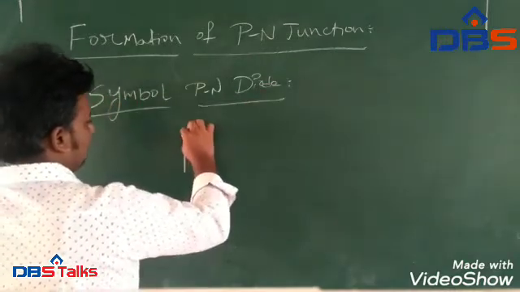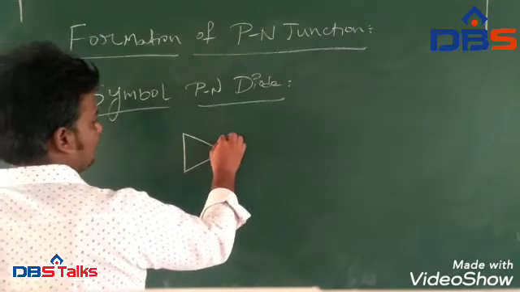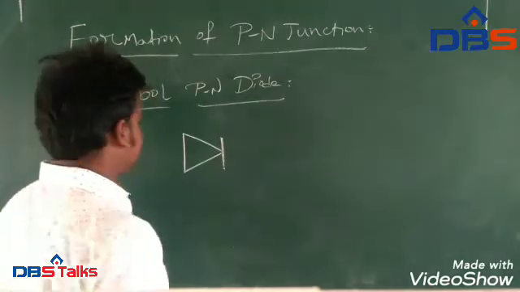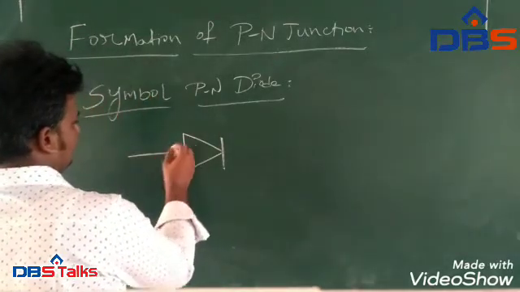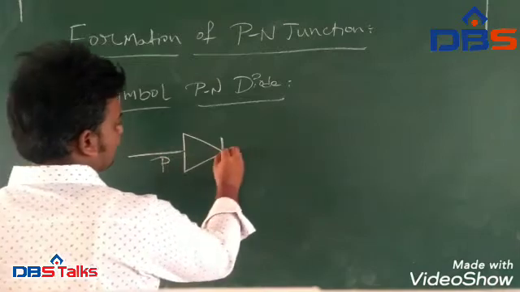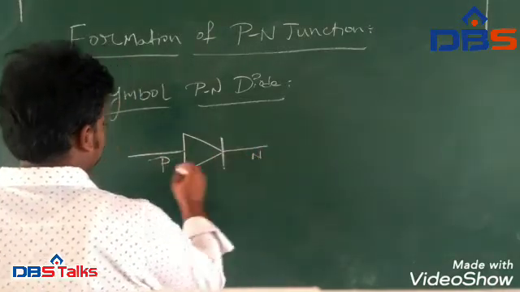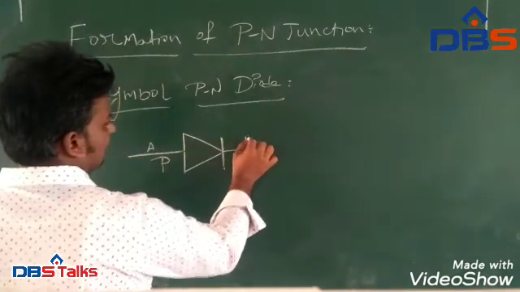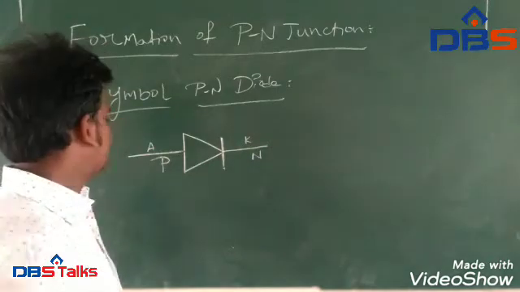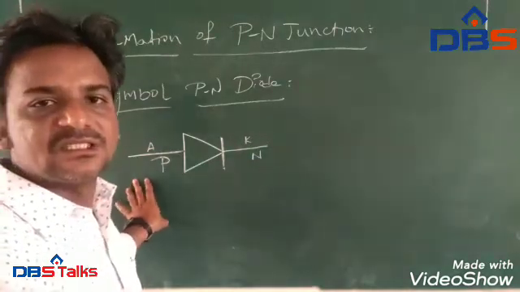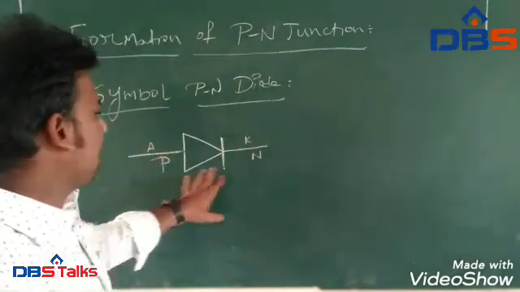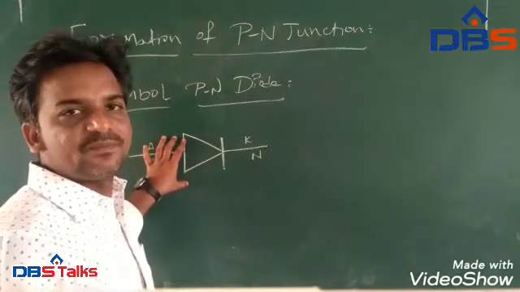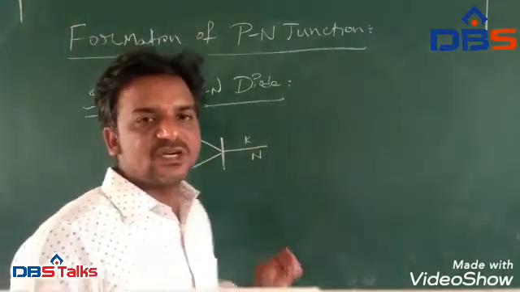So it becomes like an arrow mark. And the arrow, the current flow, indicates this is P type and this is N type. So wherever the P type is, that is the anode, and this is the cathode material. So this is the symbol of a PN junction diode. P type and N type we are combining together, so we call it a PN junction diode.